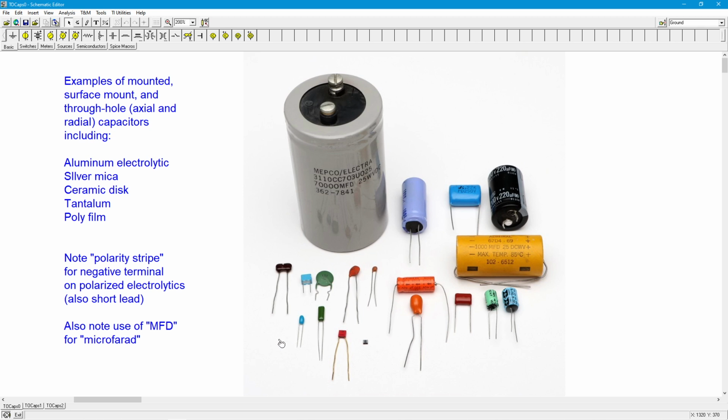Tantalum. So we have some tantalum caps here. That's a tantalum cap. That's a tantalum cap. These are very stable caps. They have very low leakage. Normally, these are also polarized.